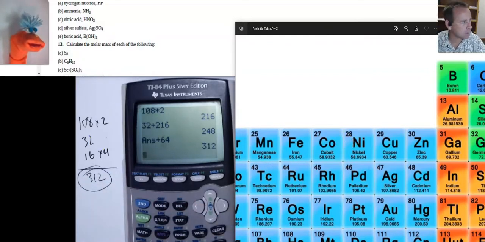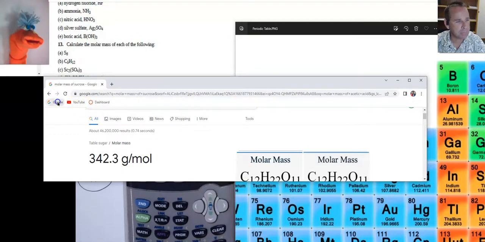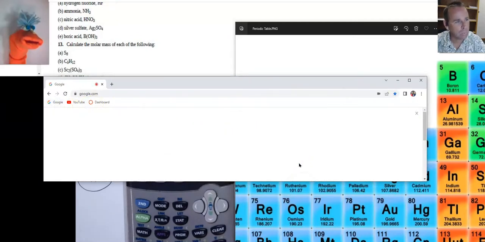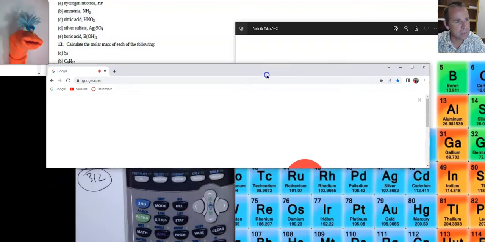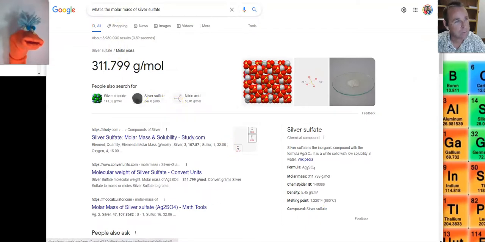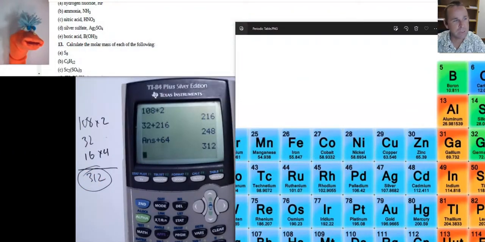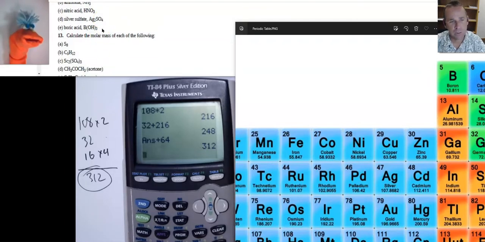So, this is all practice for understanding what the atomic or the molecular or formula mass means, right? It's really easy to go on Google and just ask, what's the molar mass of silver sulfate? The molar mass of silver sulfate is 311.8 grams per mole. That's generally how you're going to be doing things if you want to know the molar mass of something, but it's an easy way to double check as well.